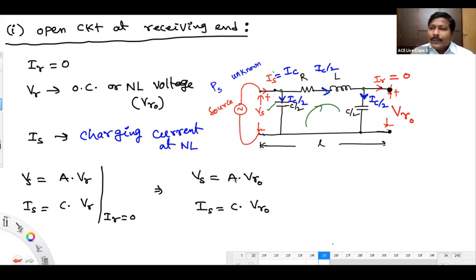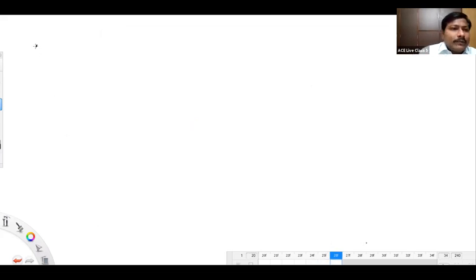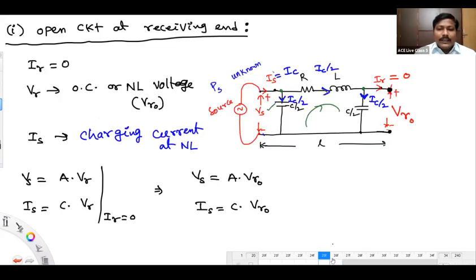Now, what will you get for this parameter A? Parameter A is nothing but Vs by VR0. Similarly, C equals Is by VR0 you can write. Please complete it. Once after completion, please raise your hands. I will move to next slide. Write that A and C. Good. So A is equal to Vs by VR0, and C will come to be Is by VR0.